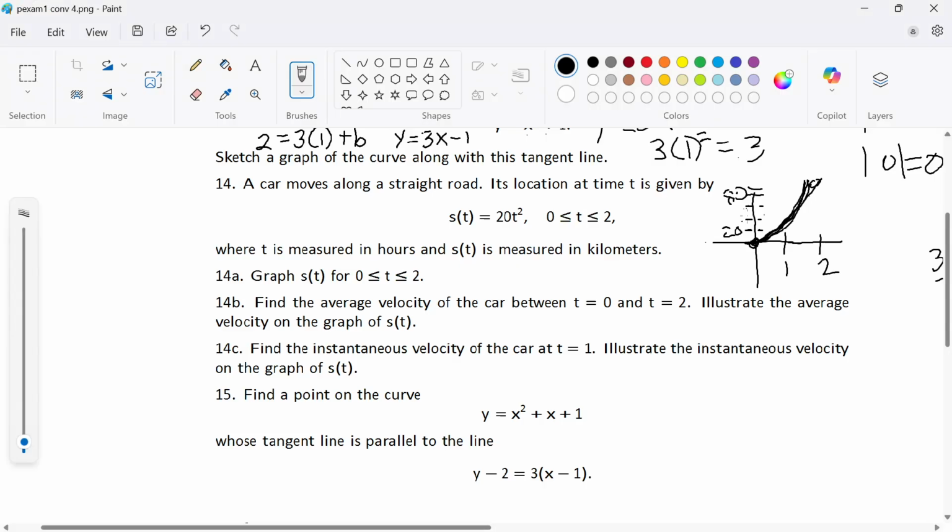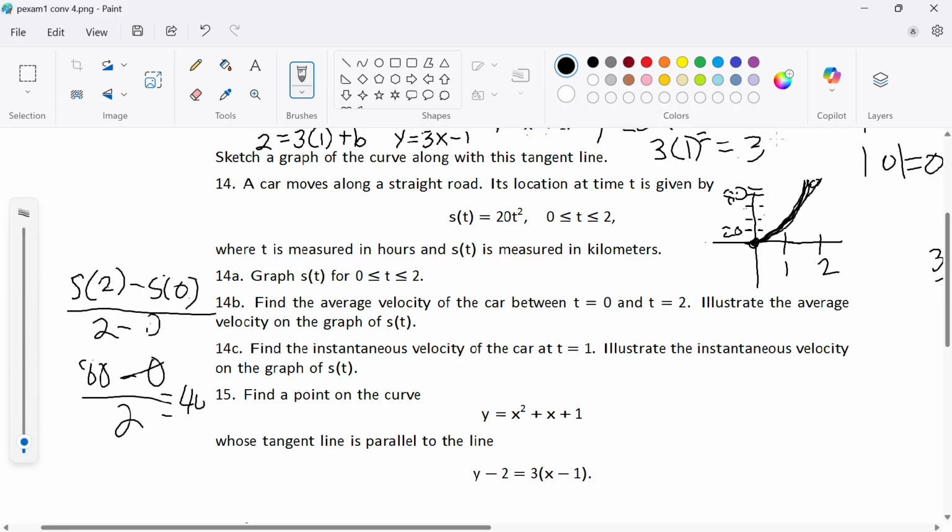So it's a curve. All right, find the average velocity of the car between t is 0 and t is 2. Well, the average velocity is going to be s of 2 minus s of 0, there's your interval, 2 and 0, divided by 2 minus 0. So s of 2, 20 times 2 squared is 20 times 4 is 80, minus s of 0, 20 times 0 squared is 0, over 2 minus 0, which is 2. So 80 minus 0 is just 80, divided by 2 is 40. So the average velocity is 40.